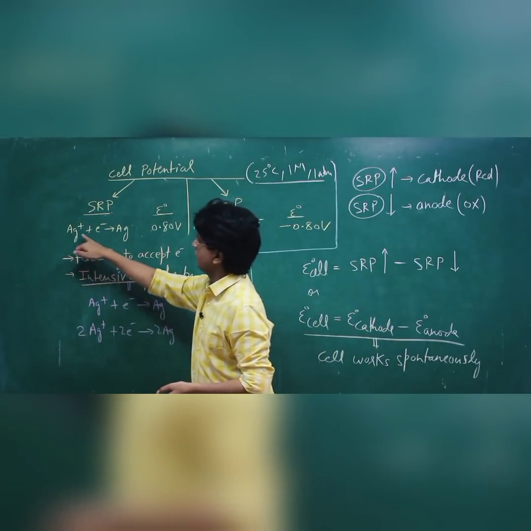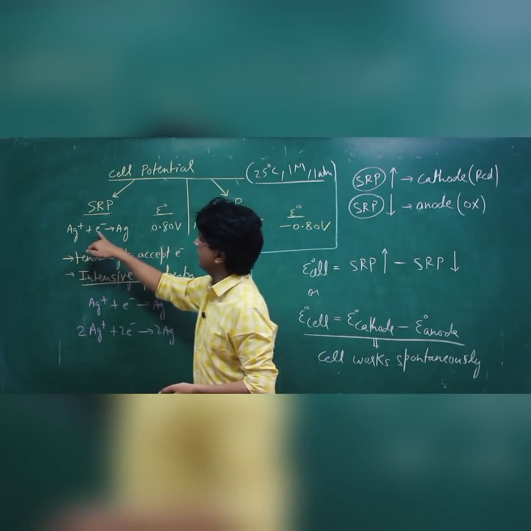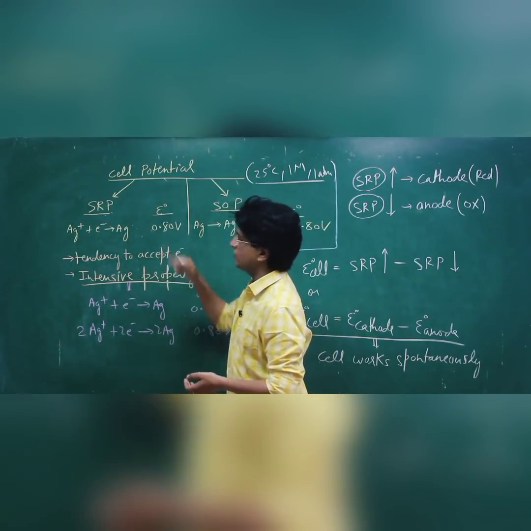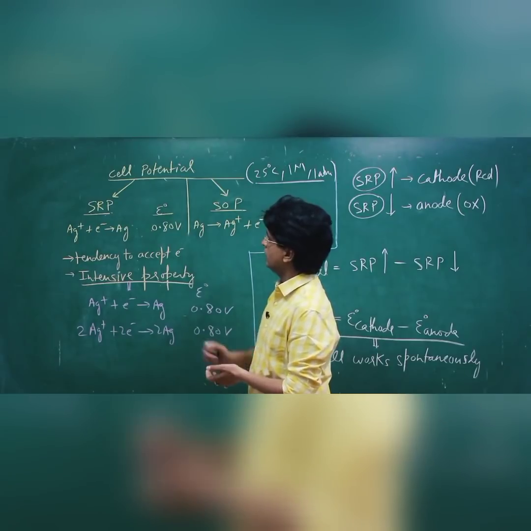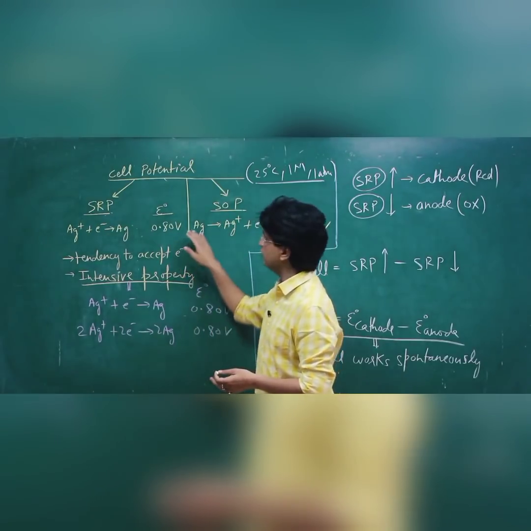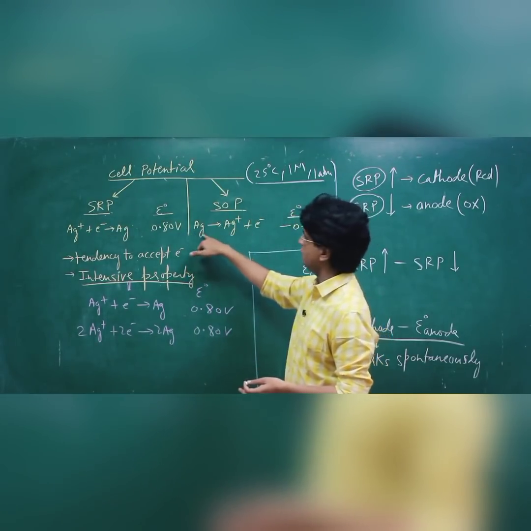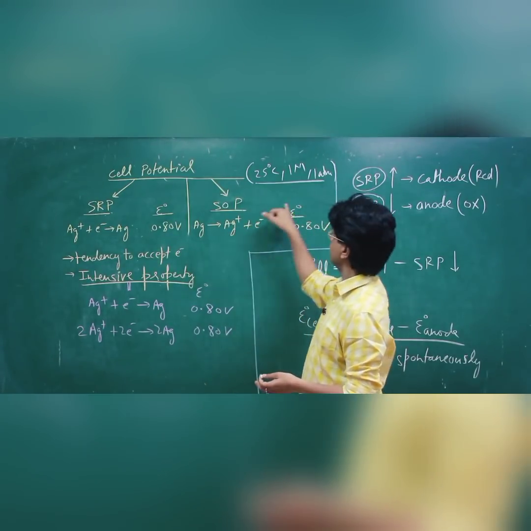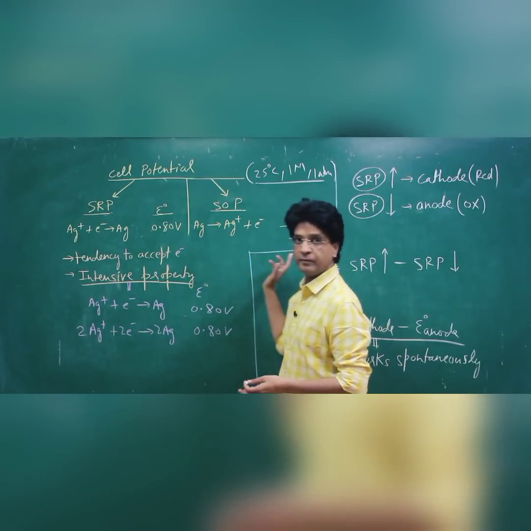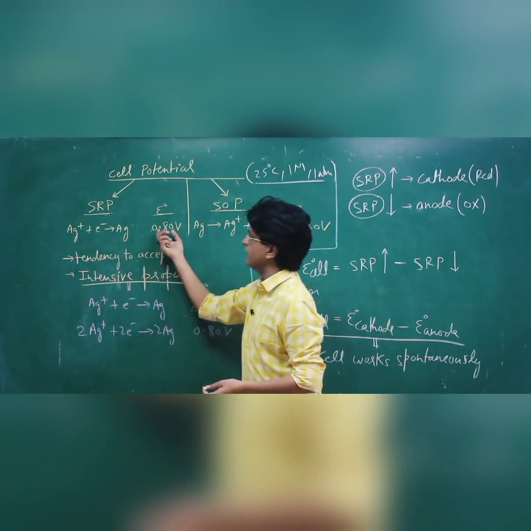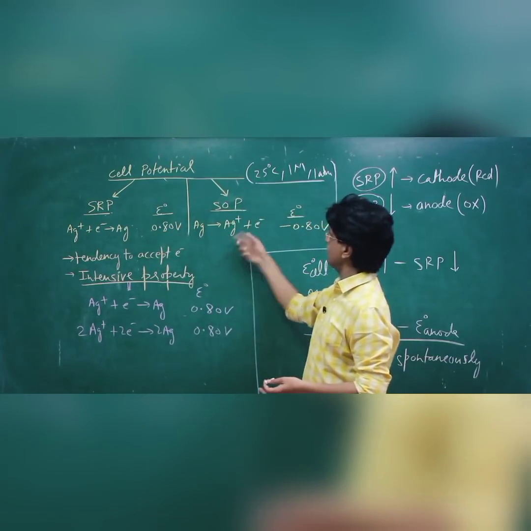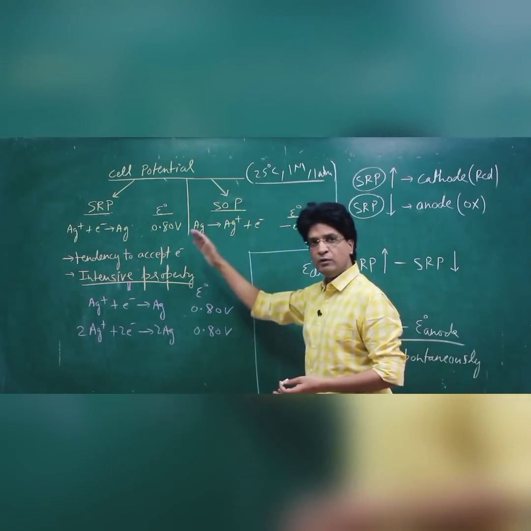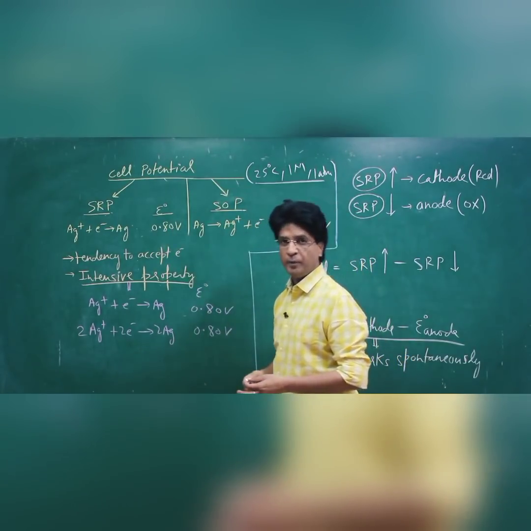Now see, here we have a typical reaction. Ag plus accepts electrons to give you Ag, and the cell potential is 0.80 volt. If we go for SOP, SOP will be the tendency to donate electrons, Ag giving you electrons and getting oxidized itself, and the cell potential will be negative of SRP. So if it is a reduction, the value is X. If it is an oxidation, the value will be minus X. So the relationship between SRP and SOP is just that the value will be the same, but the sign will be opposite.